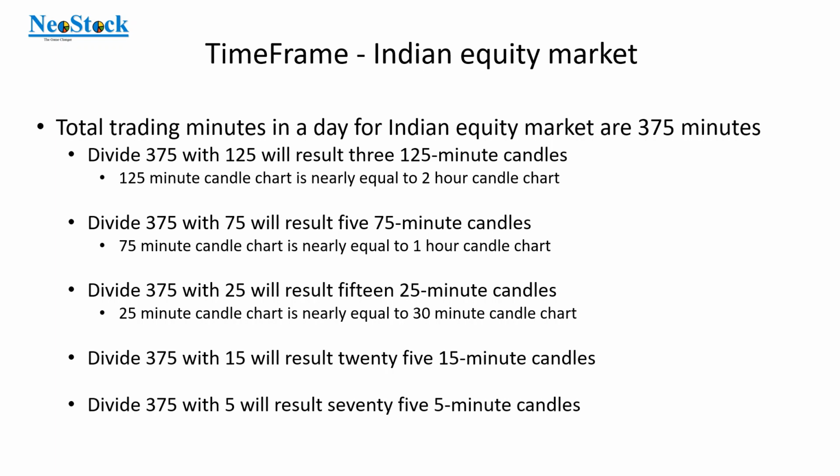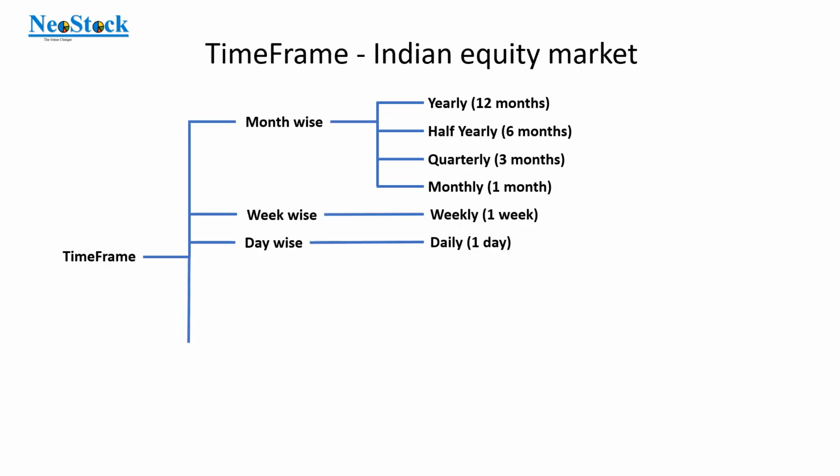Now, based on this, let us look into this chart. If you look into the Indian stock market and the global stock market, there won't be any difference for daily and above. Daily and above means day-wise, week-wise and month-wise. That is daily, weekly, monthly, quarterly, half-yearly and yearly time frames. There won't be any differences between global markets and the Indian market. The only differences you will see are on the hourly and minute wise charts.